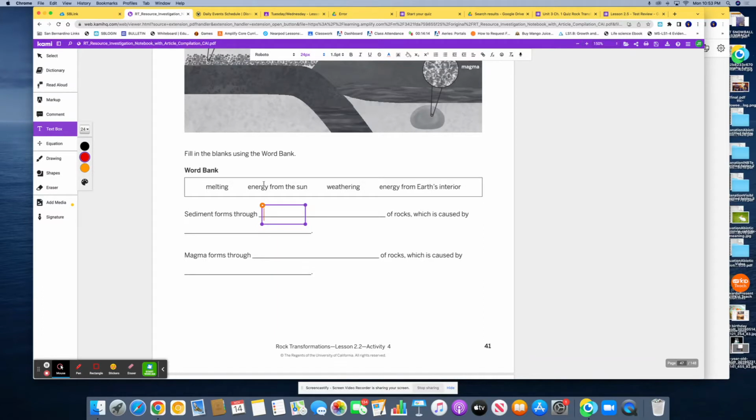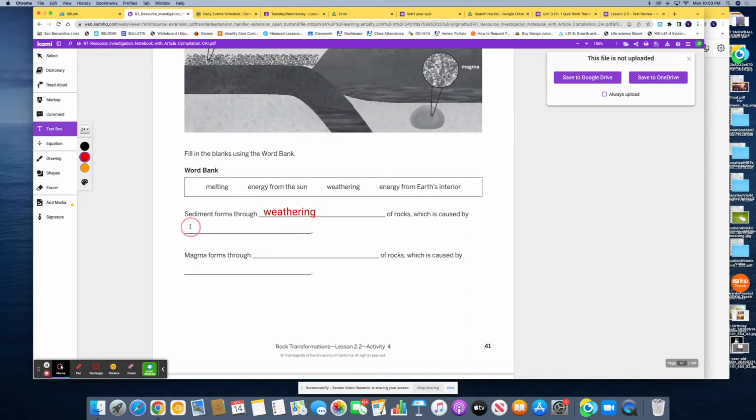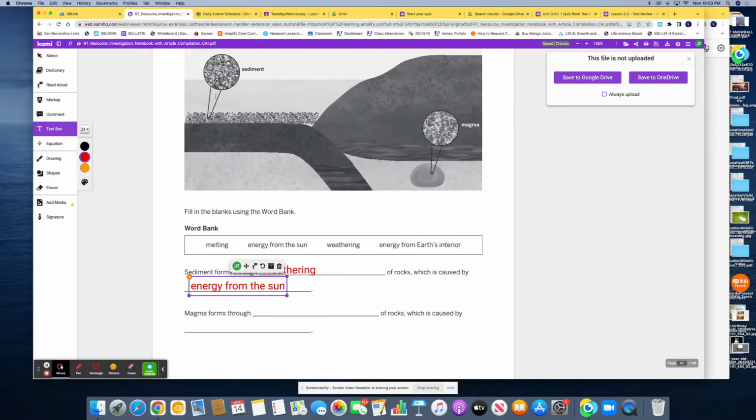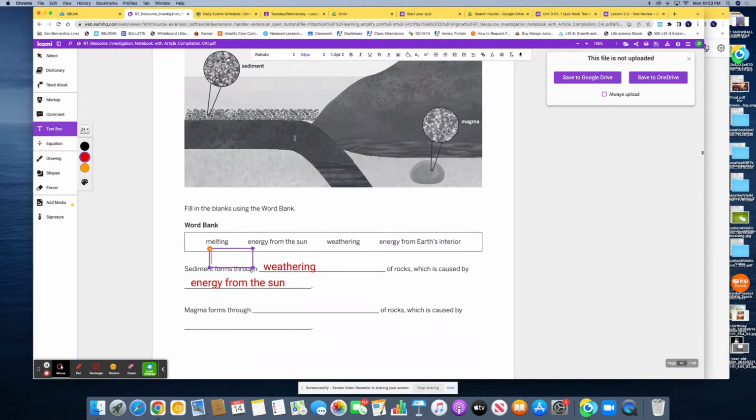So sediment forms through weathering of rocks, which is caused by energy from the sun. So this is sediment right here. Sediment forms from weathering of rocks, which is caused by the energy of the sun.